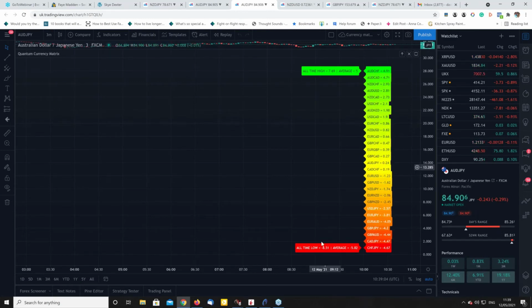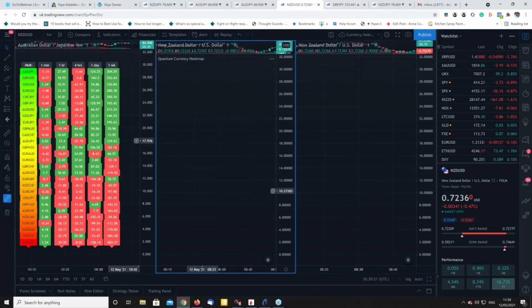Down at the bottom here, what have we got? So we're way off here in terms of the all-time low of 8.5. And this is looking back over several bars, and the average here is 5.8. So that's in terms of the matrix. Not sure what the next one is. I can't remember now. Okay, this is the currency heat map.